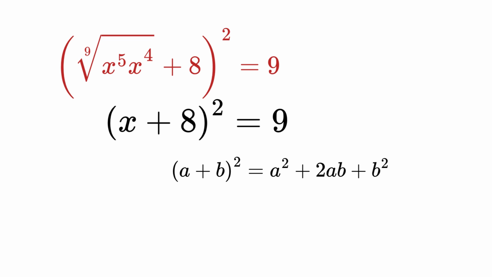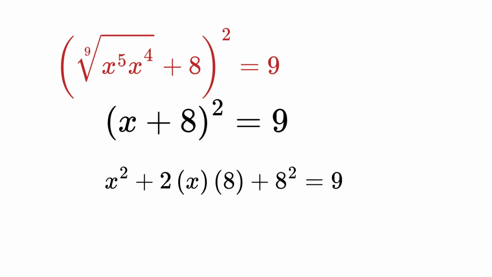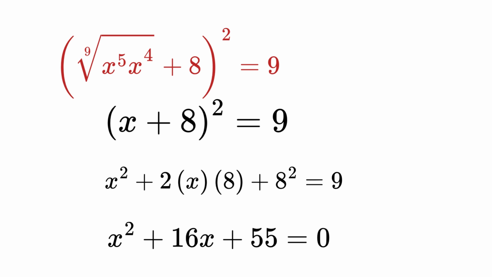This is in the form of (a plus b) whole square is equal to a square plus 2ab plus b square. x square plus 2 into x into 8 plus 8 square is equal to 9. 8 square is 64 and minus 9 is 55, so we can write it as x square plus 16x plus 55 is equal to 0.